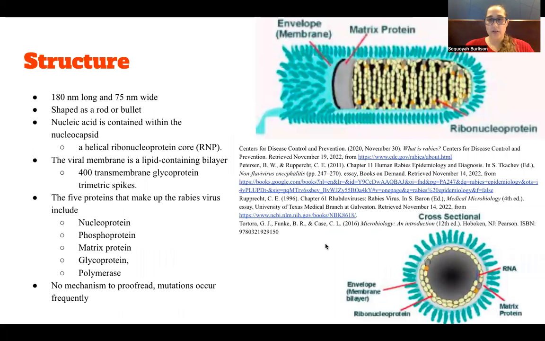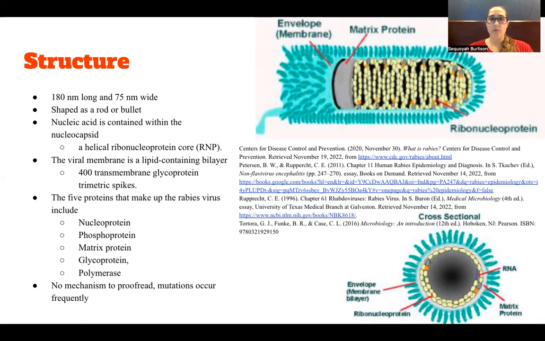The structure of all the rabies viruses is about 180 nanometers long by 75 nanometers wide. The shape is often described as a bullet or a rod shape. There are two layers to the body. The inside layer is the nucleocapsid that contains the nucleic acid, which is a single strand of RNA. The outer envelope is a membrane that contains about 400 glycoprotein spikes. The entire virus is made up of 5 different proteins.